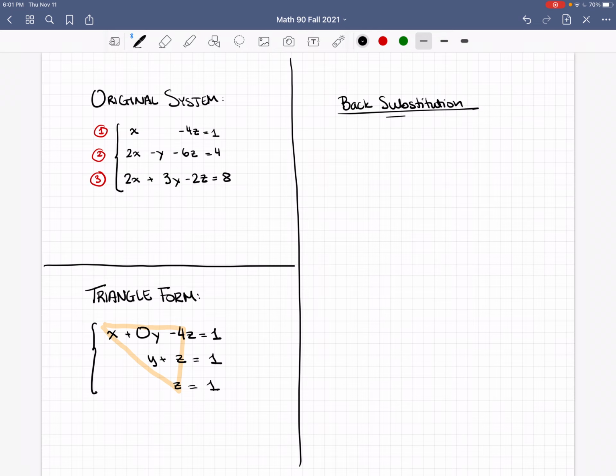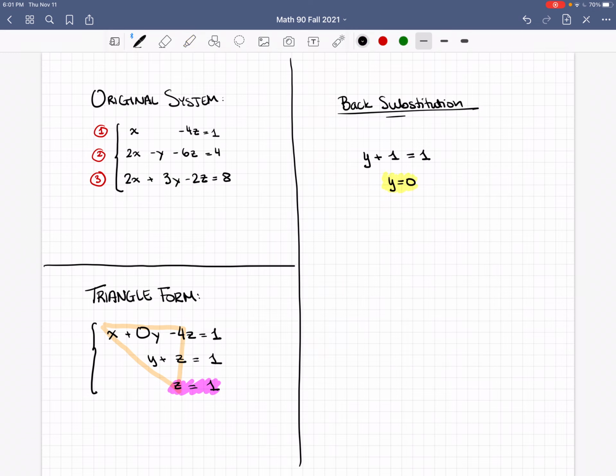So I already know that z is equal to 1. So I'm going to go ahead and highlight that here. z is equal to 1. This is good. So now I'm going to take that and I'm going to plug it into the second equation to find y. So that tells me that y plus 1 is equal to 1. So subtract 1 from both sides. So we get that y is equal to 0. Okay.